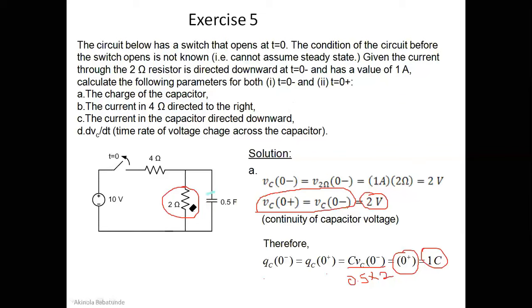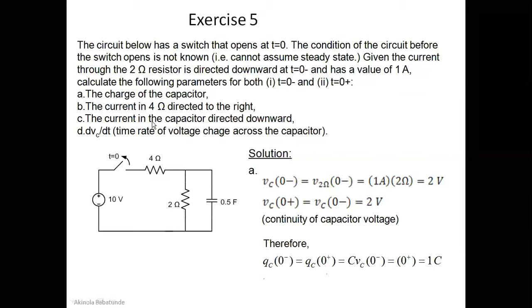That solves question 1, the A part of this question. Now, the next thing you want to look at is the current in 4 ohms directed to the right. Okay, so the current in the 4 ohms directed to the right, coming this way, is what we are looking for right now.